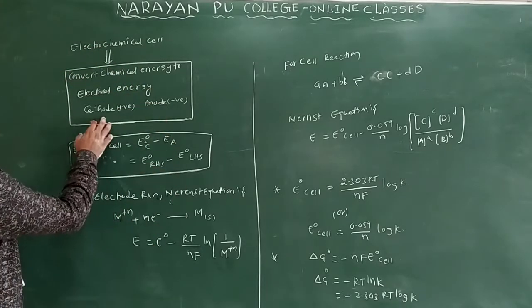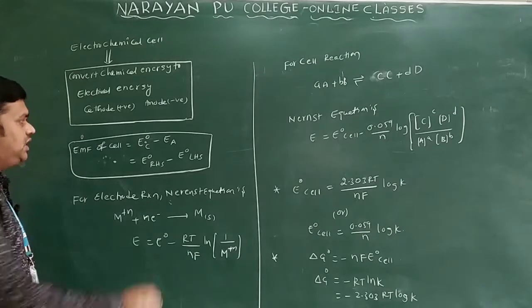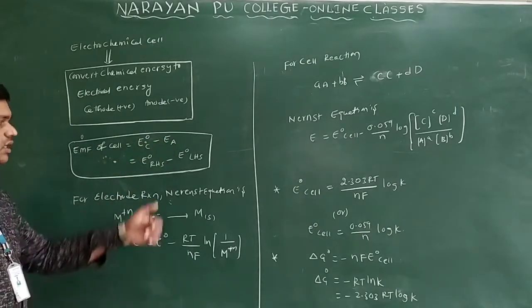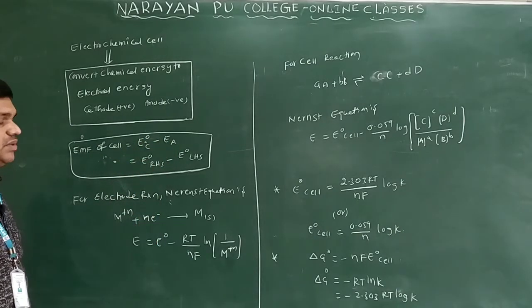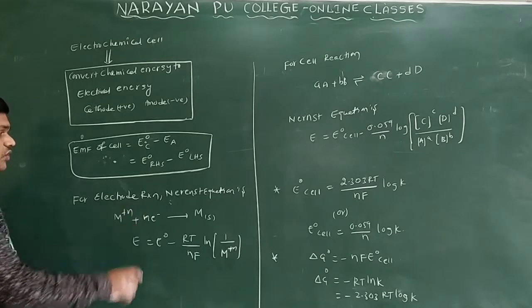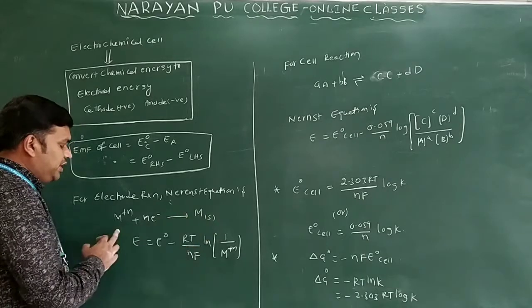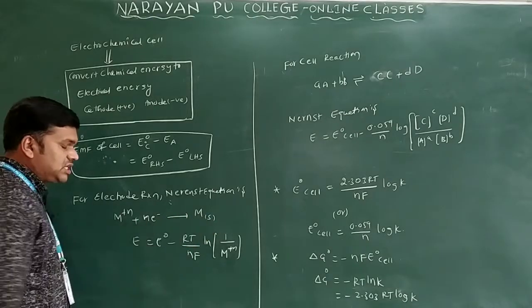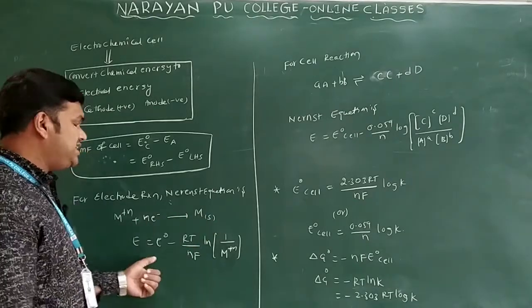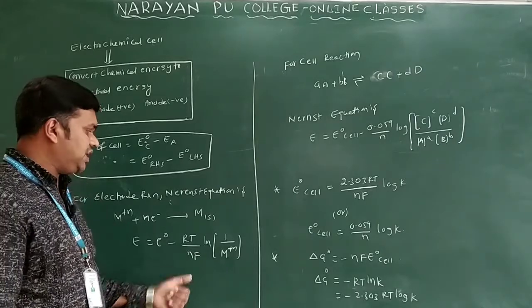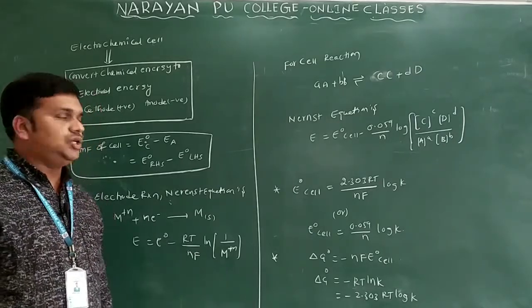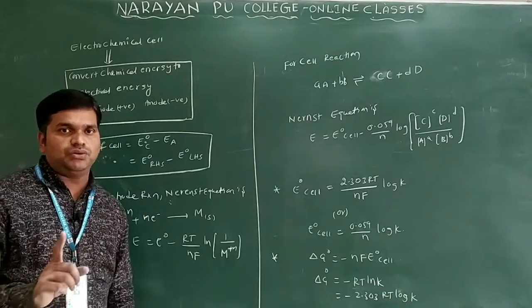In this electrochemical cell we are finding EMF of the cell, E naught cathode minus E naught anode, and E naught RHS, right hand side minus left hand side. And one more, for the electrode reaction we are writing the Nernst equation. For M n plus plus n electrons converted into M, E cell is equal to E naught cell minus RT by nF into ln 1 by M n plus concentration. The concentration of the solid is always 1, we are taking.